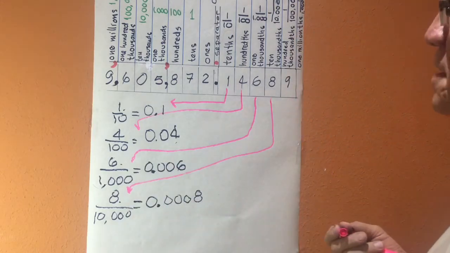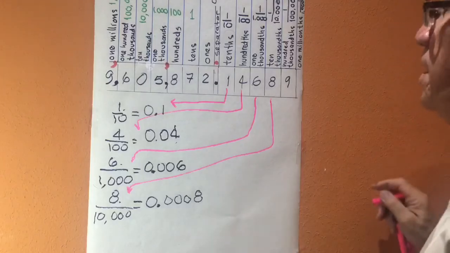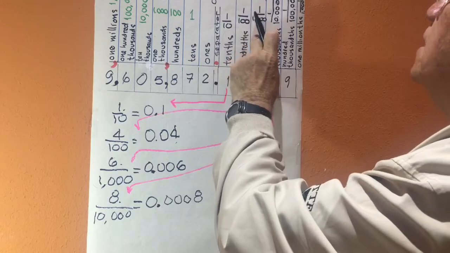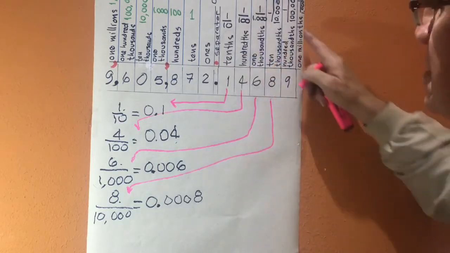It's very simple, right? So decimal numbers depend on the position: tenths, hundredths, thousandths, ten-thousandths, hundred-thousandths, and millionths.